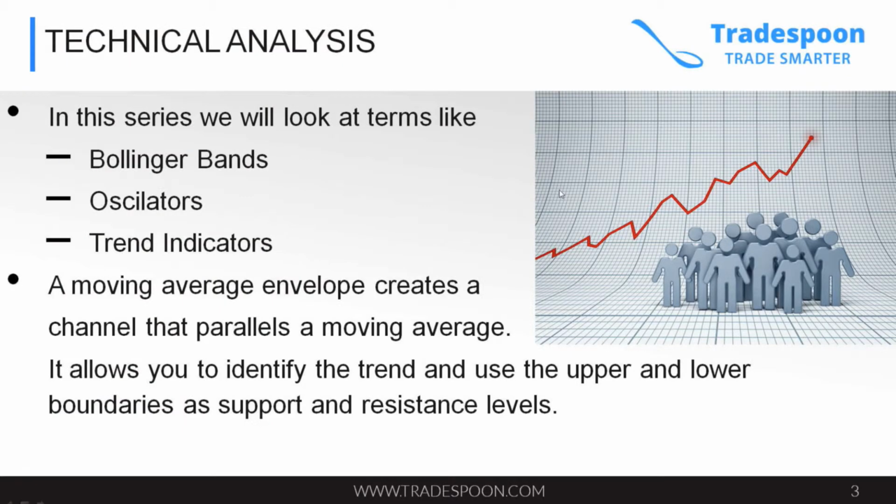First, in this series, we will take a look at terms like Bollinger Bands, oscillators, and trend indicators. A moving average envelope creates a channel that parallels a moving average, and it allows you to identify the trend and use the upper and lower boundaries as support and resistance levels, which are very important.